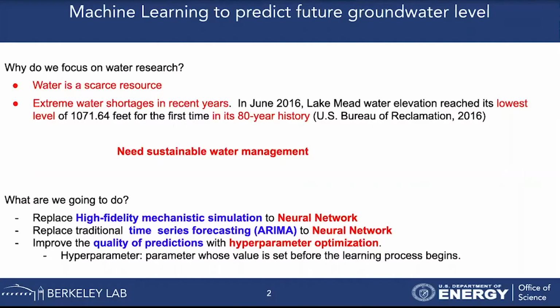Here, hyperparameter means a parameter whose value is set before the learning process begins. And it's widely known that the performance of a neural network highly depends on hyperparameters. So we are going to try to find the best hyperparameters for time series prediction.